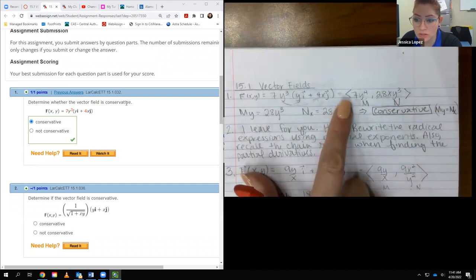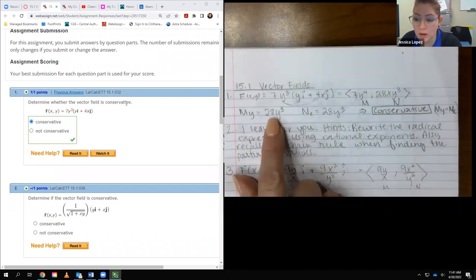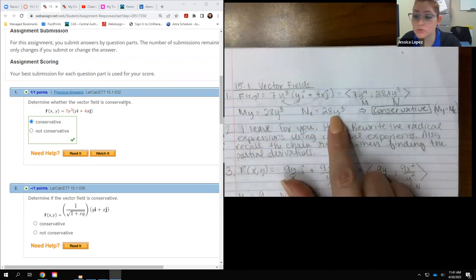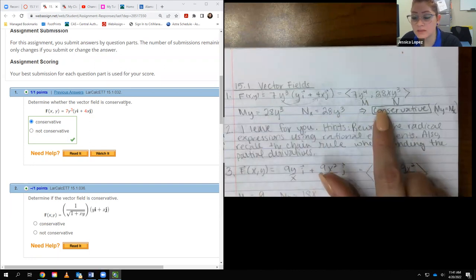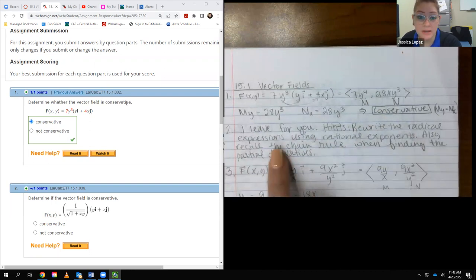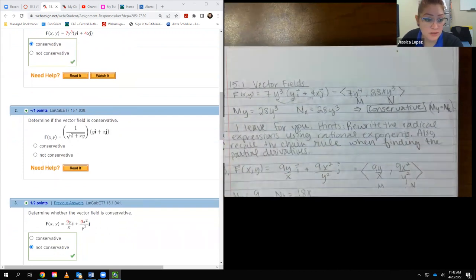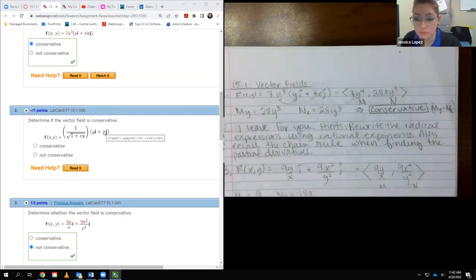So I went ahead and took the derivative of M with respect to y, and I ended up with 28y cubed. Then I took the derivative of N with respect to x, and I ended up also with 28y cubed. Since they are the same, then this vector field F is considered conservative. Now, number two is asking us the same thing. So you will have to take this and distribute it to each term.